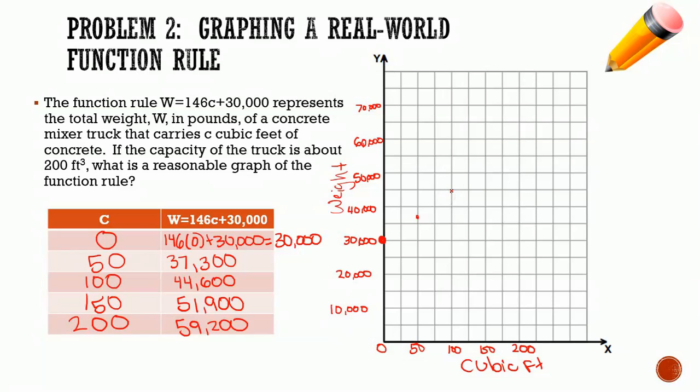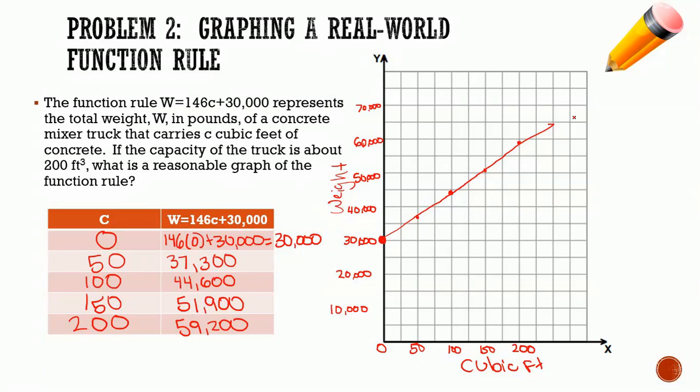About right there. Oops. 150 is 51,900, so that's just going to be above the 50,000 mark. There we go. And 200 is 59,200, so very close to 60,000. Right about there. Connect my dots to the best of my ability. And it looks like I have a linear function yet again, because I'm going in a straight line.